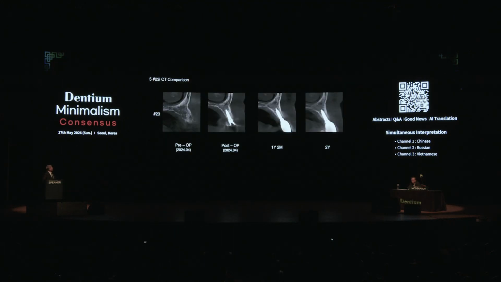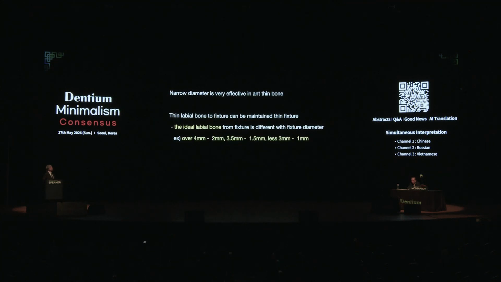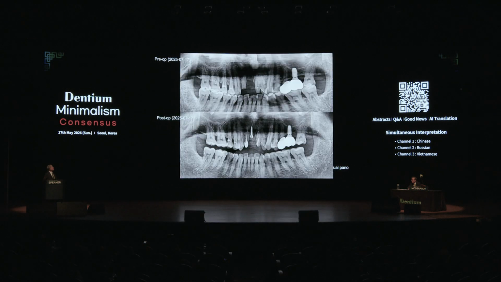Also, there is another implant on the other side that we have placed, and that bone was very well maintained. So when you think about ideal bone, there are very common standards, but with a narrow diameter implant, we can change the concept of the ideal labial bone.